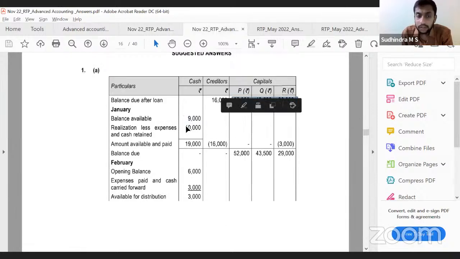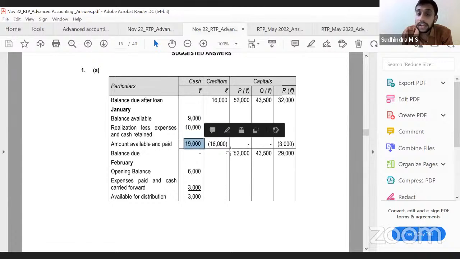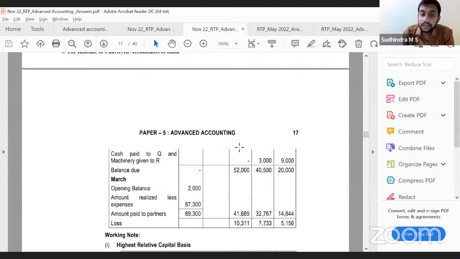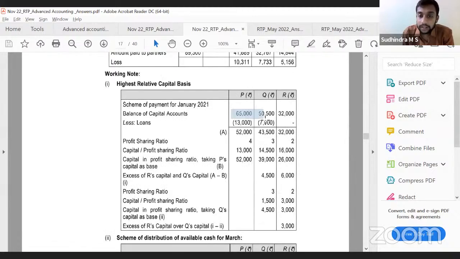Now, January 9,000, 10,000 is the realization less expenses and cash retained. So 19,000 is available. How did we get 16,000 and 3,000? Working note. So partners' capital, loans, this is the capital, this is the profit sharing ratio. We'll divide capital with the profit sharing ratio to get the base capital.